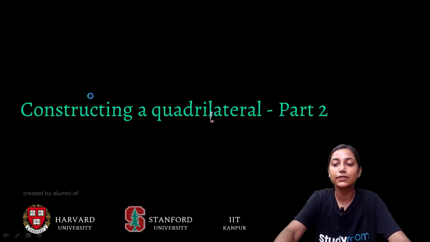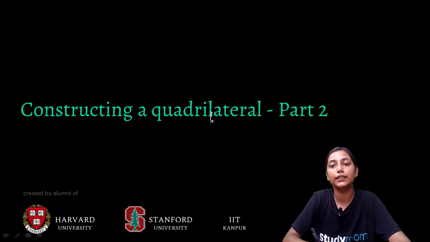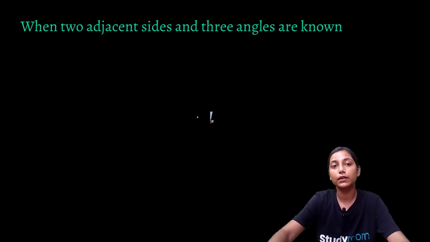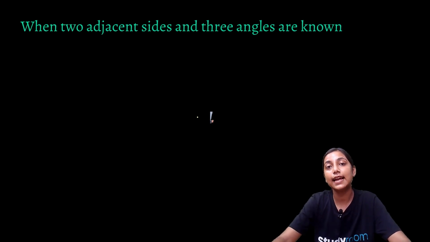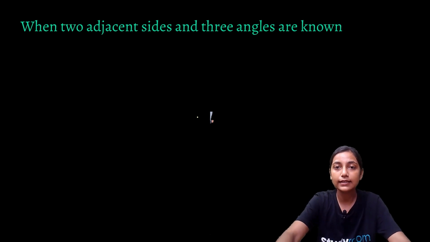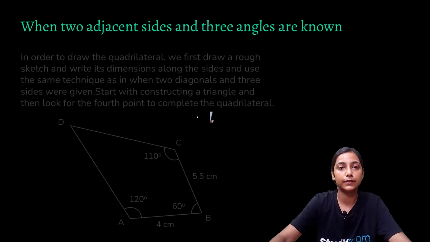In this video lecture, we are going to study part 2 for constructing a quadrilateral. Let us see some other combinations that we need in order to construct a unique quadrilateral. The first one is when two adjacent sides and three angles are known. So, what do we need in order to construct a unique quadrilateral? We need two adjacent sides and three angles.